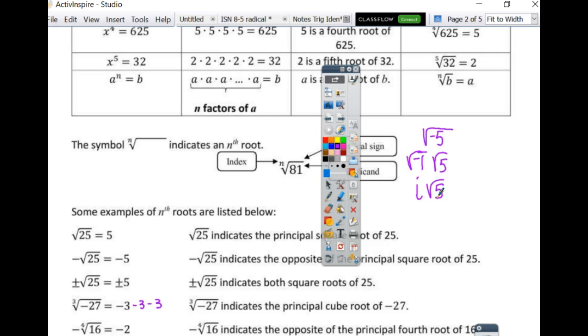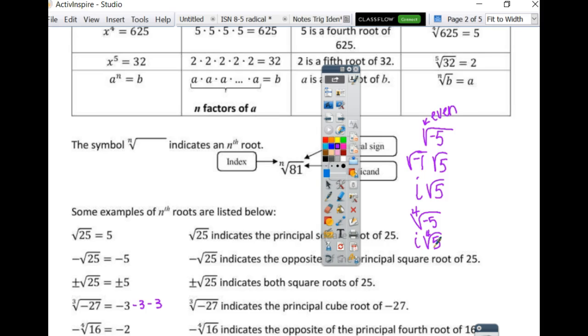So anytime we have an even index, and that's the number right here, if it's even, you have to have an I if it's negative underneath. Okay? So if it's a 2, a 4, a 6, it doesn't matter. If this was the 4th root of negative 5, this would also be I times the 4th root of 5. So if it's even, they all work that way.